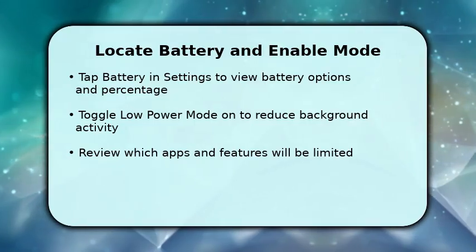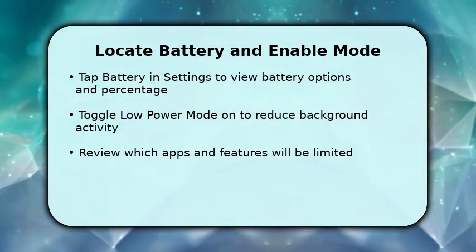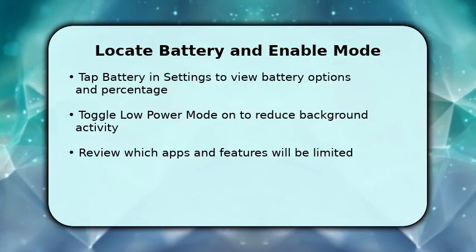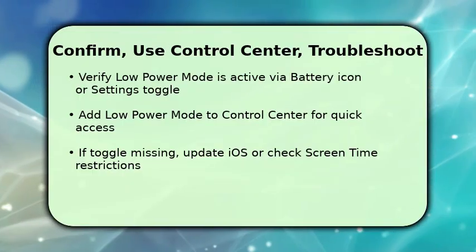Make sure to glance at the list of restricted behaviors so you know what changes to expect while the mode is active. After enabling, confirm Low Power Mode is active by checking the Settings toggle or the yellow battery icon.